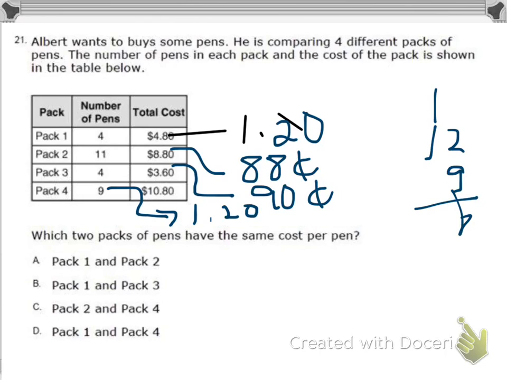It says, which 2 packs of pens have the same cost? Well, it looks like, from just finding the unit rate for all 4 of those, that it's pack 1 and pack 4, which is answer D. So to solve this one, we just found the unit rate, the price per pen for all 4 packs. Let's try another one.